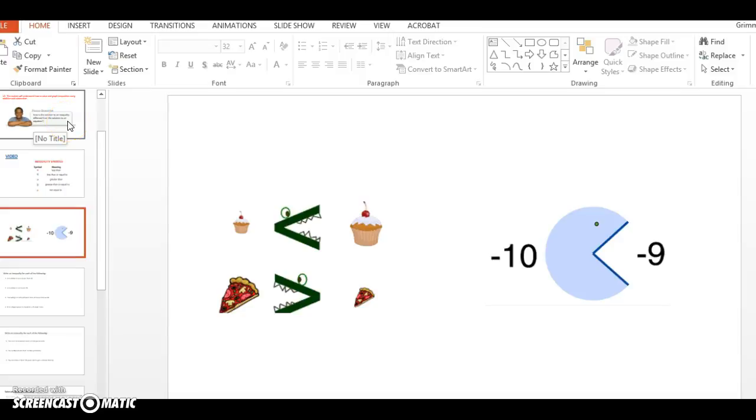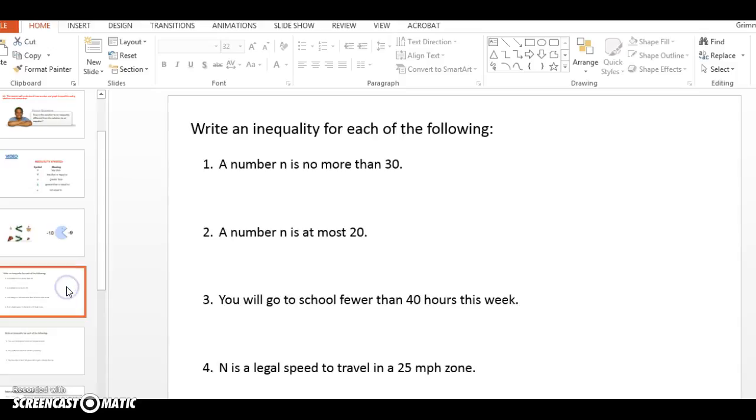All right, so after watching that video, your teachers probably in the past have said something like alligator mouths eat the bigger, or Pac-Man mouths eat the greater amount. So that's all that's telling you about. All right, so let's look here.